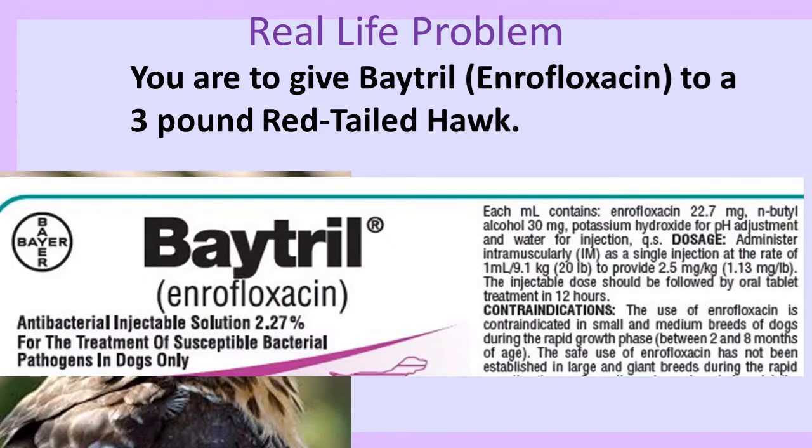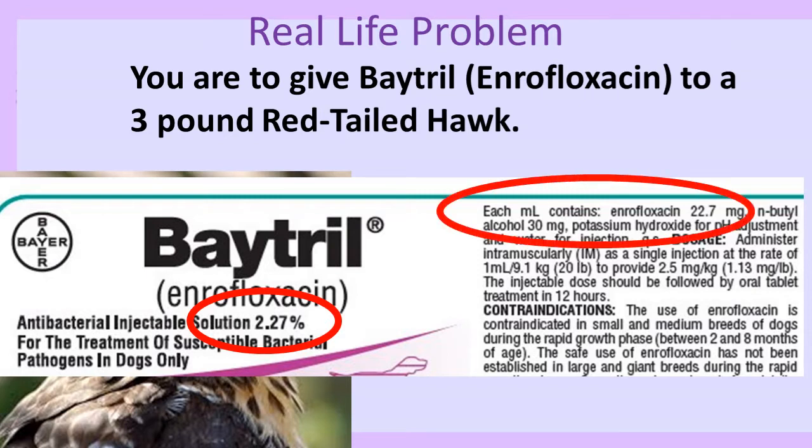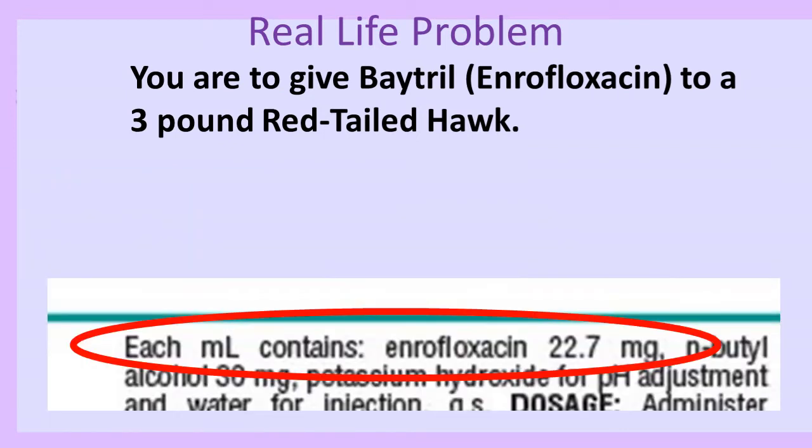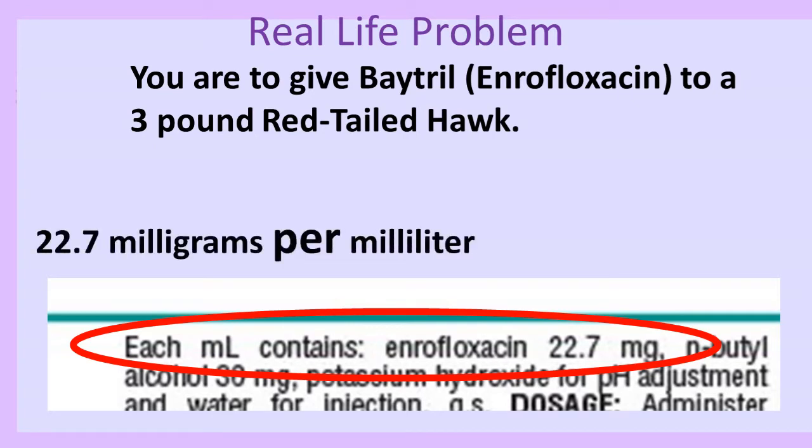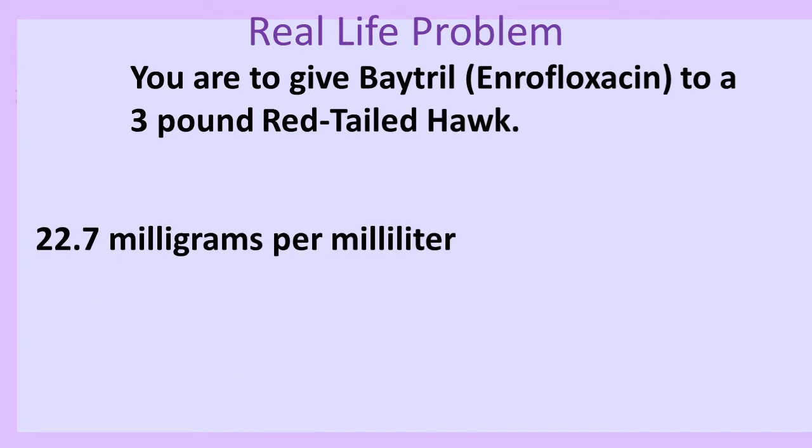Let's grab the box of Baytril, look at the label to get its strength. It's written two ways. We have a percentage and a ratio. We will talk about drug strength listed in percentages later. But we can get a ratio from this. It says that per milliliter, there are 22.7 milligrams of medication. Now we're going to write these down and save it for our calculation.